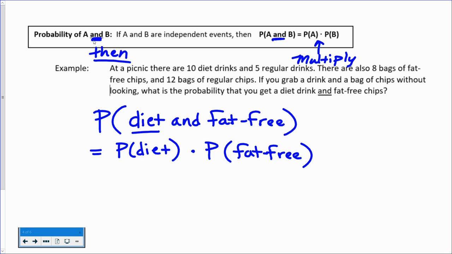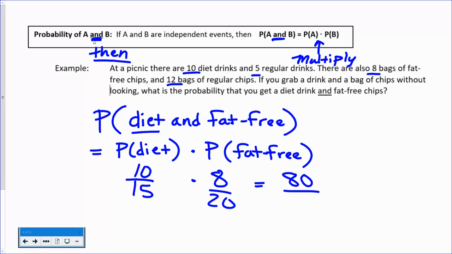Okay, so the probability that I would select a diet drink, well, there are 10 out of 15 drinks altogether, times the fat-free chips, there are 8 bags of fat-free chips, and that would be out of 12 plus 8, which is 20 chips altogether. So you're going to multiply these probabilities. You can multiply straight across the top and get 80 over 15 times 20, which would be 300, and then simplify that fraction.